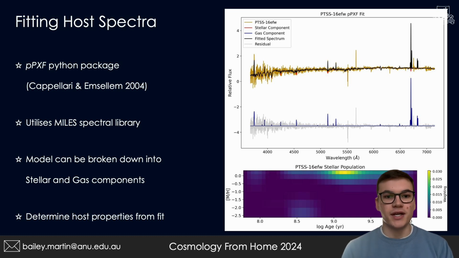By looking at the gas spectrum and the different populations of stars that have gone into the fit, we can determine a number of important global properties, including the mass-to-light ratio, the average stellar age and metallicity, dust attenuation, and the equivalent widths of individual spectral features.